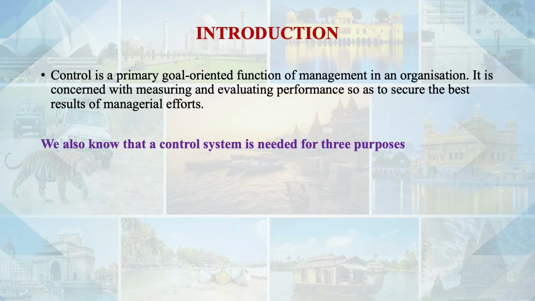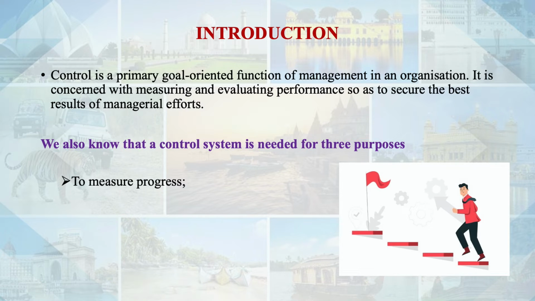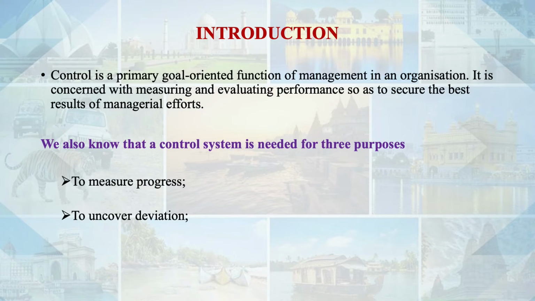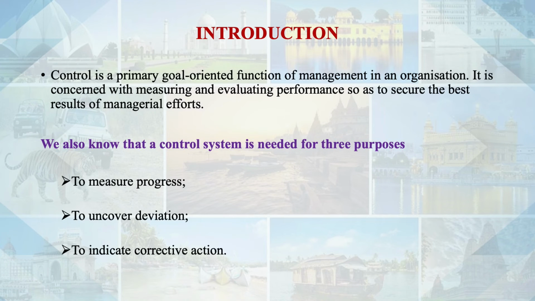We also know by now that a control system is needed for three purposes. What are these three purposes? First, it is required to assess and measure the progress of any task. Second, a control system can also help management to uncover deviations, if any, during the implementation process. And finally, a control system should be robust enough to indicate if any corrective action is to be taken in a time-bound manner.